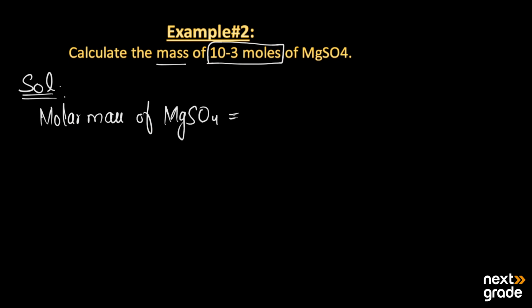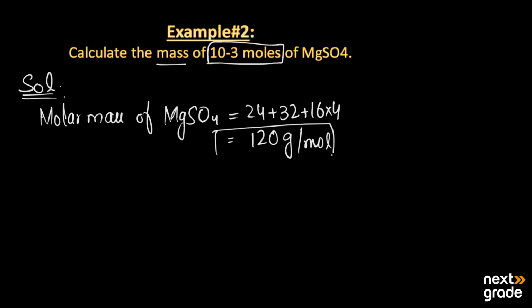To find the molar mass of any substance, you need to remember the atomic masses of all the elements. Here we have magnesium sulfate, MgSO4. For the formula mass, magnesium has mass number 24, sulfur 32, plus oxygen 16 multiplied by 4. The answer we get is 120 gram per mole. So this is the molar mass of magnesium sulfate.